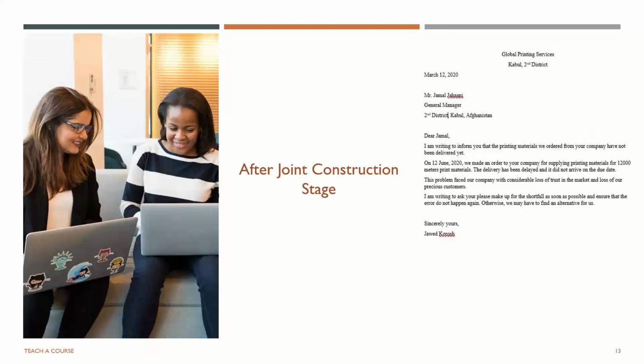Now in this, when first we provided that model and asked them to deconstruct that together with their classmates, and after that, the third stage was to ask them to create their own writing and to create another piece of complaint, write a complaint letter, considering the model, they have to create or produce their own complaint letter. This is the thing that they produced. They produced a complaint letter considering the model. Global Printing Services, Kabul 2nd District.